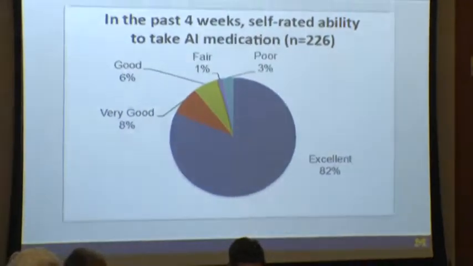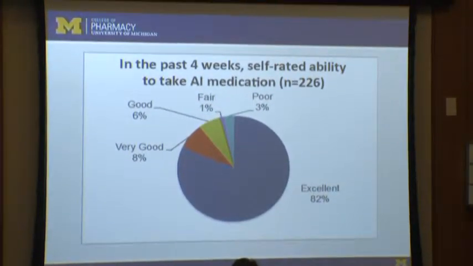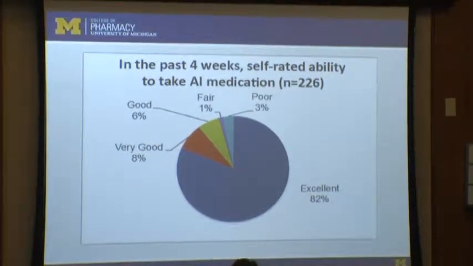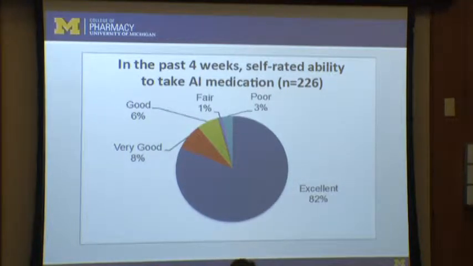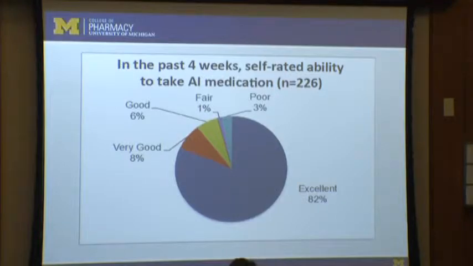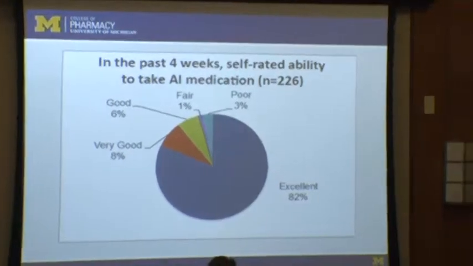This is data from our aromatase inhibitor survey that we recently completed. And this is your excellent, very good, good, fair, poor question. 82% of people are excellent, which is excellent. 18% of people are not. I'm going to keep going. This is our oral oncolytic data.